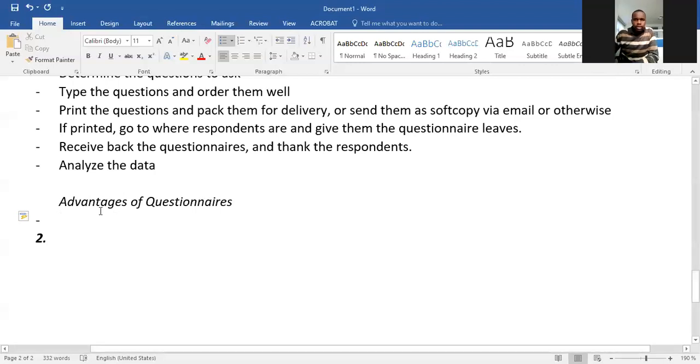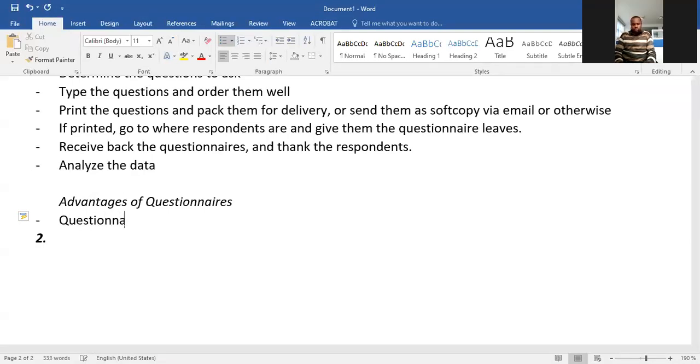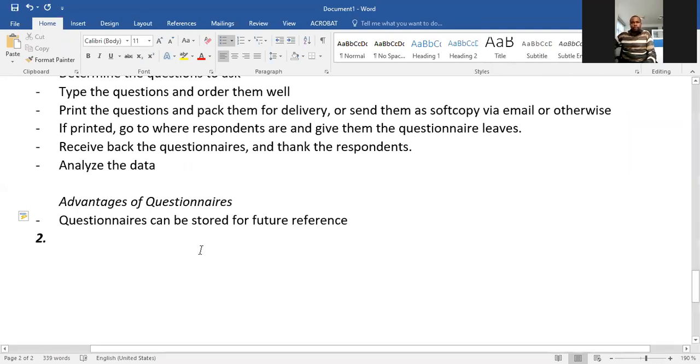Yes, I was asking the advantages of questionnaires, as you can see on the screen. What are some advantages of using questionnaires for data collection? So Komora says the questionnaires can be stored for future reference. Yes. And even if they are not physical leaves, even the soft copies can be kept for future reference.